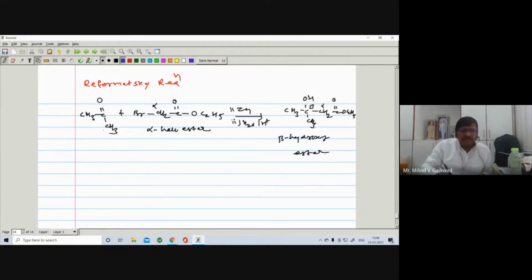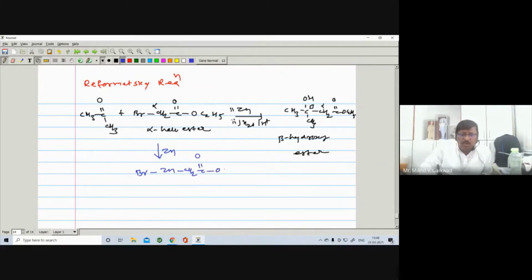Very simple mechanism. Here what happens, the alpha haloester reacts with zinc just like RMgX Grignard reagent. There is a formation of alkyl zinc bromide. So here you get such type of complex, BrZn CH2, C double bond O and OC2H5, right? Now what happens, the zinc is having the positive charge, that's why the CH2 is having the negative charge. So CH2 negative and Zn positive. Pi bond opens on the oxygen, O negative and C positive.